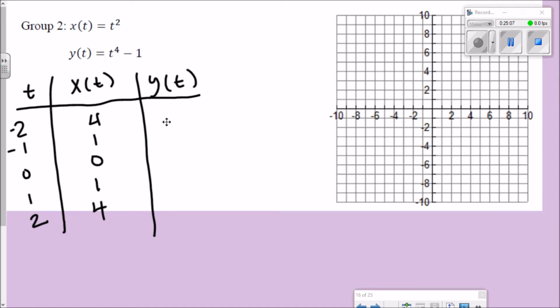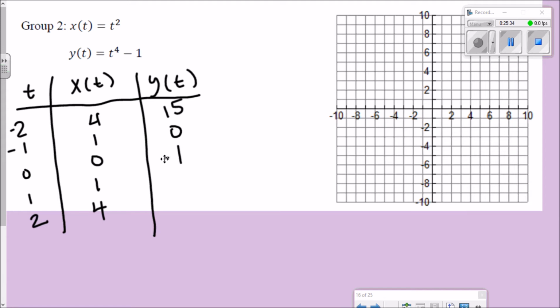All right, next, let's do our y values. So we're going to plug our t's into our y values. Be very careful. Do not plug these x values in. You want to plug in your t values. Just be careful as you move forward. All right, so negative 2 to the 4th minus 1. That's going to be 16 minus 1, which is 15. Negative 1 to the 4th minus 1, so it's going to be a positive 1 minus 1, which would be 0. 0 to the 4th minus 1 is negative 1.